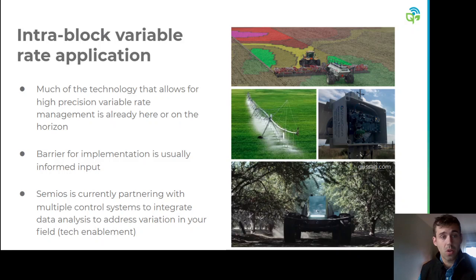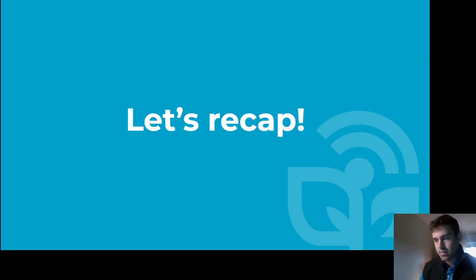But much of this technology is already available for row crops. And what we believe is really a limitation right now is the informed input that these technologies need to use. We're going to try to cover that gap, and we have partnered with many companies that are working on the control of different systems. And hopefully some of that work is going to crystallize into an advanced way of managing things in a more precise way. So let's recap.